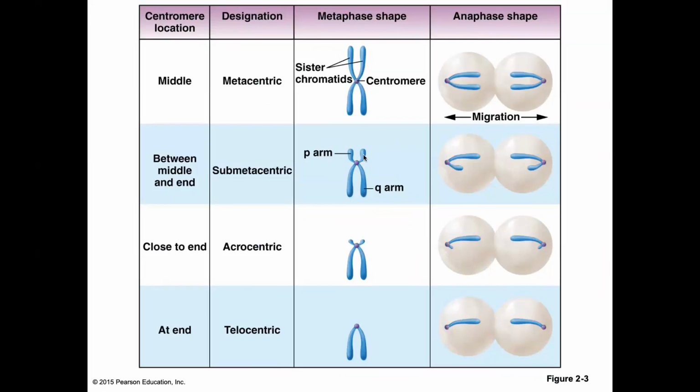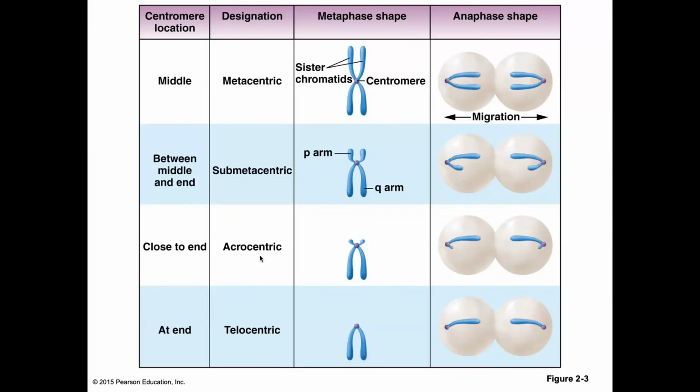And if the centromere is really off center, so that it's almost but not quite at the end of the linear chromosome, here you have a really big arm now, and then a little tiny arm here. That's described as an acrocentric chromosome, or an acrocentric placement of that centromere.